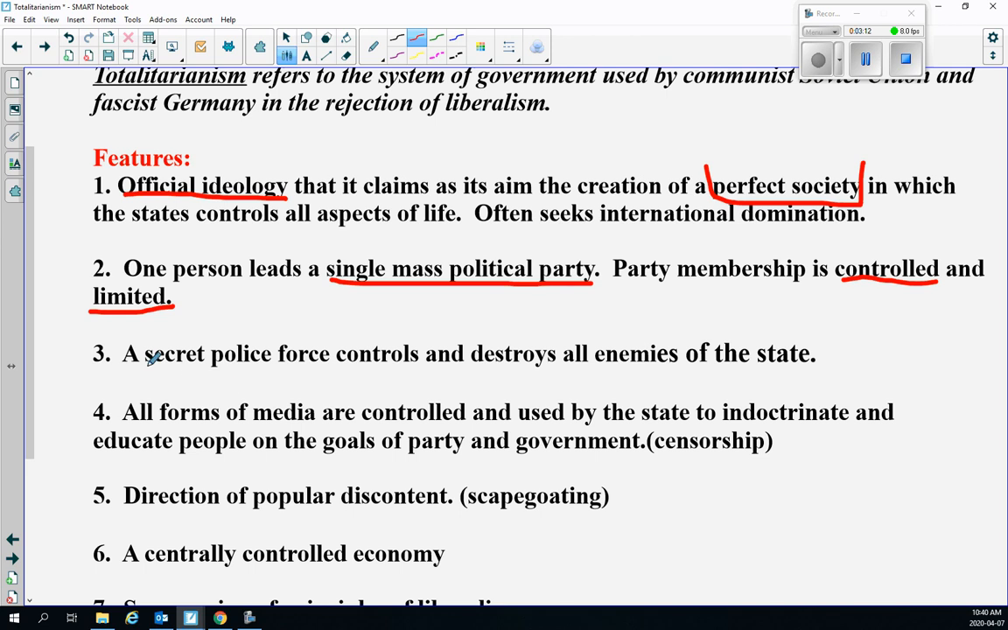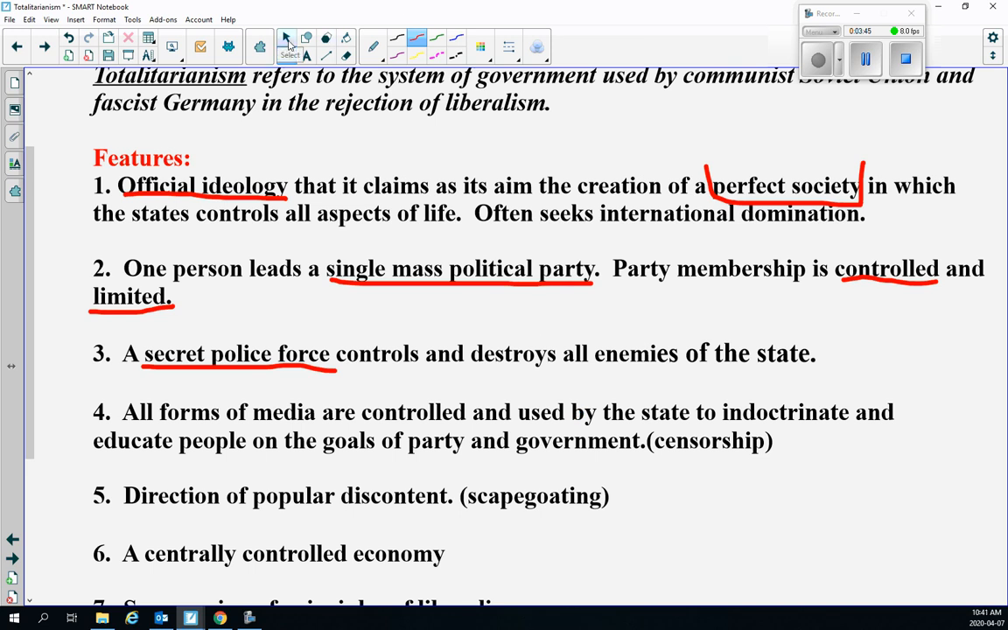They all employ a secret police force, and they need this to track down traitors, to threaten people, to get rid of enemies of the state. Basically, they need a secret police force to get rid of their political opposition. And so in the former Soviet Union, the secret police force originally was the Cheka, and it eventually became the GPU. And over time, the KGB. In Nazi Germany, the secret police force was the Gestapo.